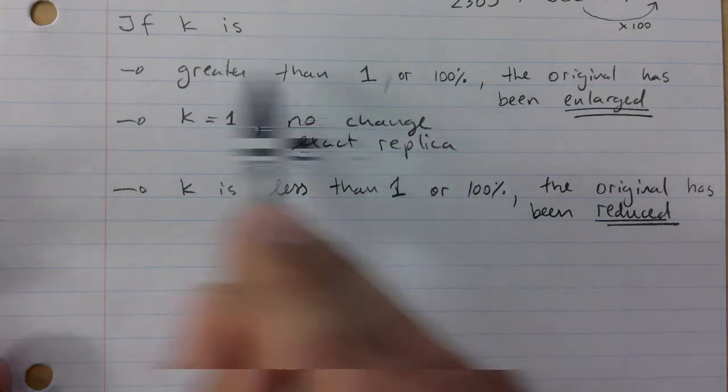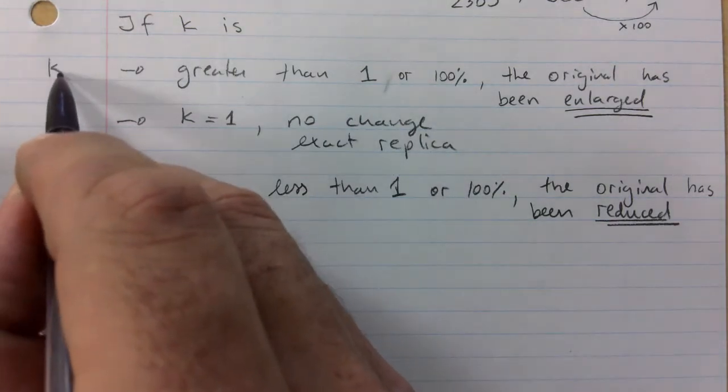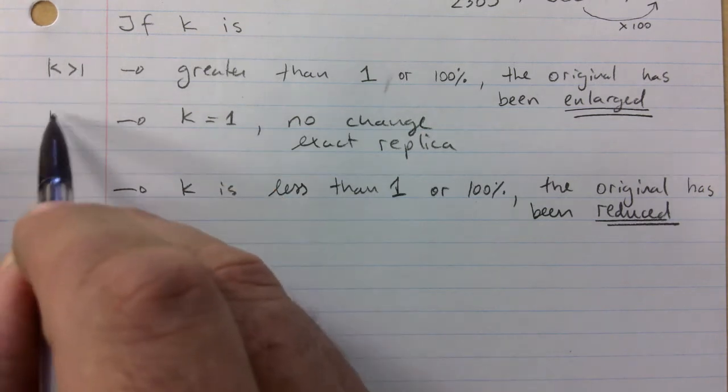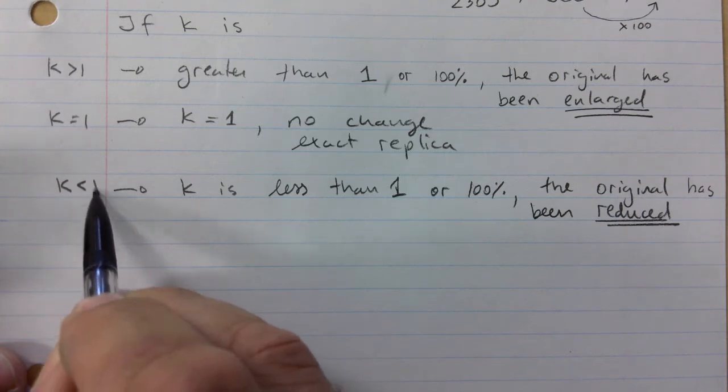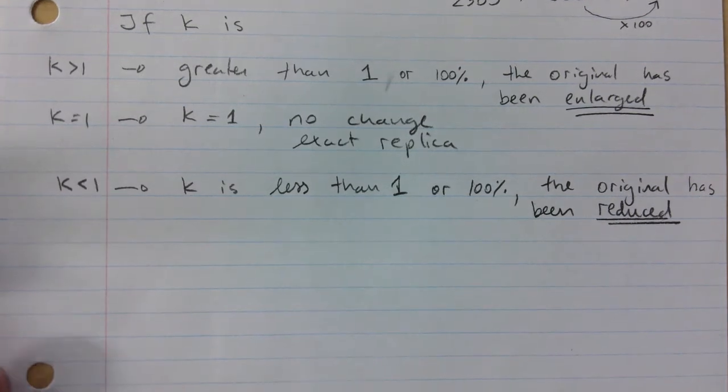And maybe over here on the side, K is greater than 1, K is equal to 1, K is less than 1, if you like, just to summarize it. So always asking yourself what happened to the original or the actual, right?